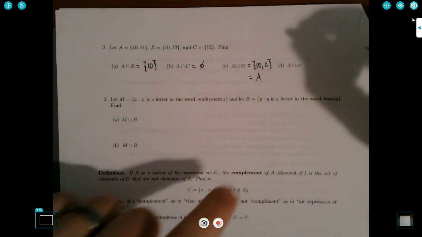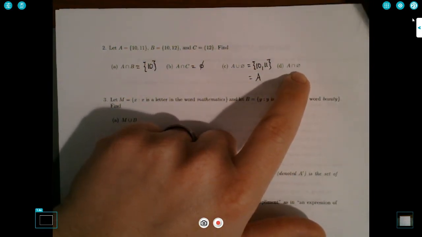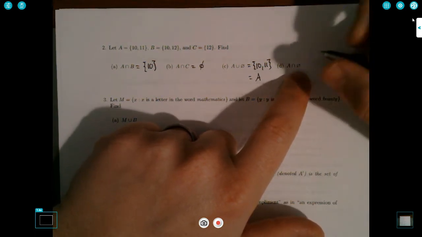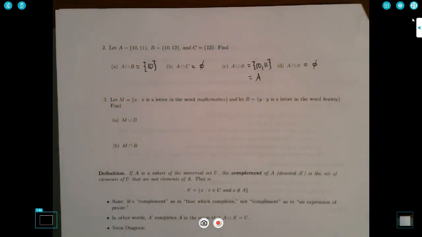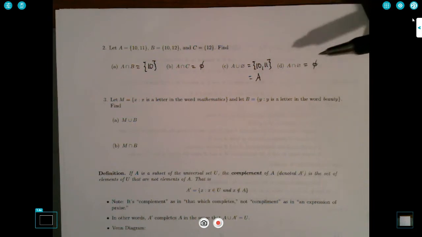On the other hand, if we're looking at the intersection of A and the empty set, well, the intersection is what they have in common. And since the empty set doesn't have anything in it, then they have nothing in common, right? So you get A intersect empty is empty. So intersection, you can kind of think like multiplication. And again, empty set is 0. So anything times 0 is 0, right? A intersect empty is empty.